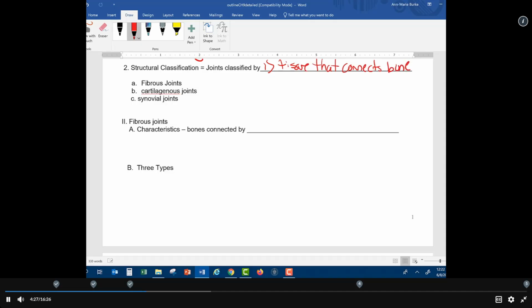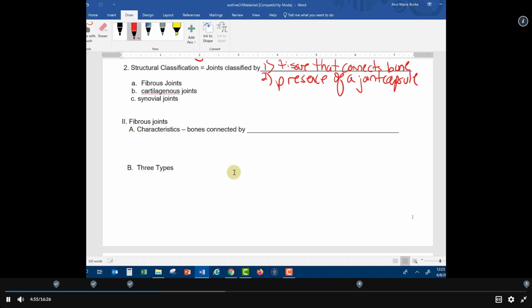The other way is by whether there is a joint capsule presence. And what I mean by that is where the two bones connect, is there a capsule going around the connection? Yes or no? There are three categories of structural classification. There are fibrous joints, cartilaginous joints, and synovial joints.